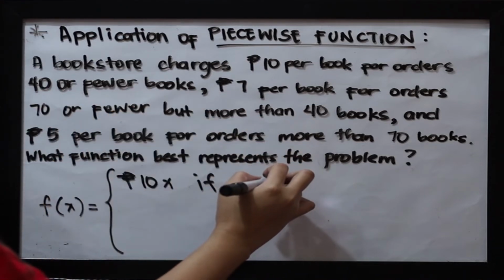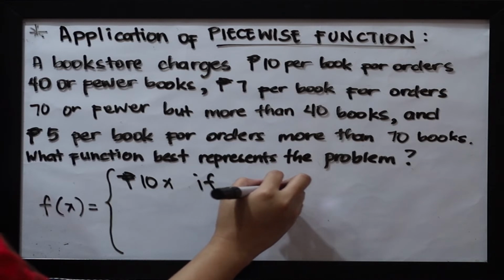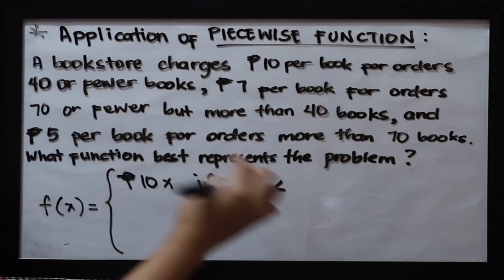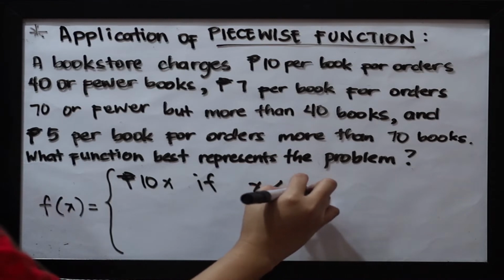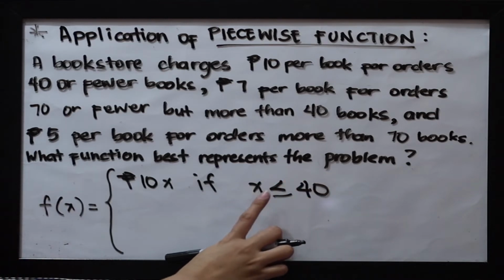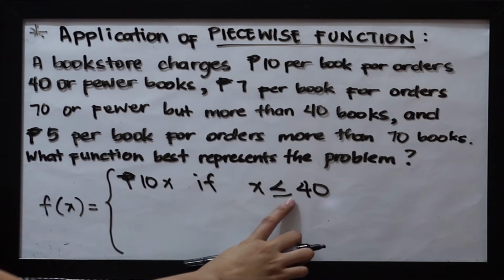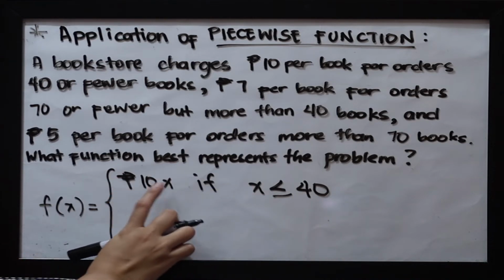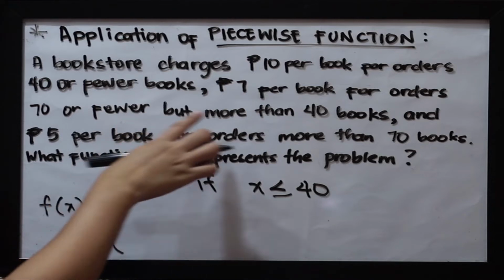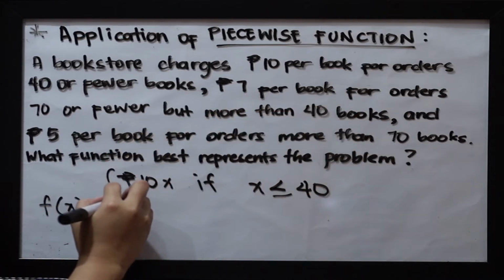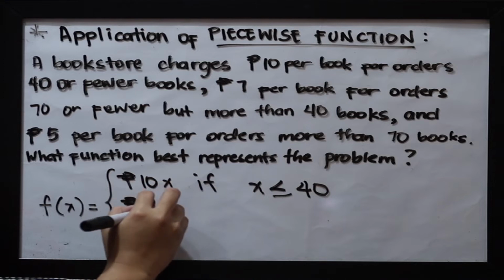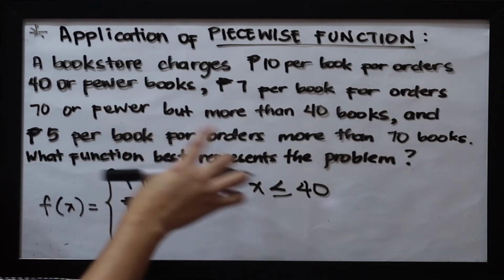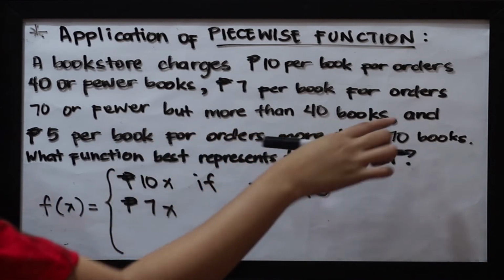So, fewer means less than, and since it's 40 or fewer, 40 is included. So, x, if the number of books is less than or equal to 40, the amount they will pay is 10 pesos per book. Next, 7 pesos per book for orders of 70 or fewer but more than 40 books.